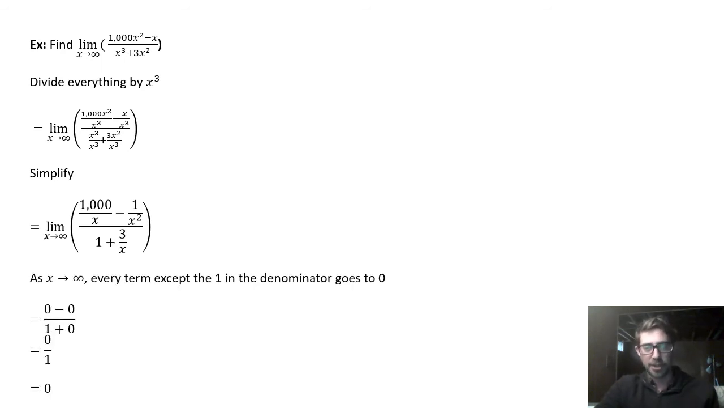Okay, so every one of those something over x to the something goes to 0. So it's 0 minus 0 over 1 plus 0, which is 0 over 1. Not to be confused with 1 over 0. 1 over 0 is undefined. 0 over 1 is fine. 0 over anything is 0. So that limit is just 0. If you looked on the graph, there would be a horizontal asymptote that was just the x-axis, right? It just goes to 0.